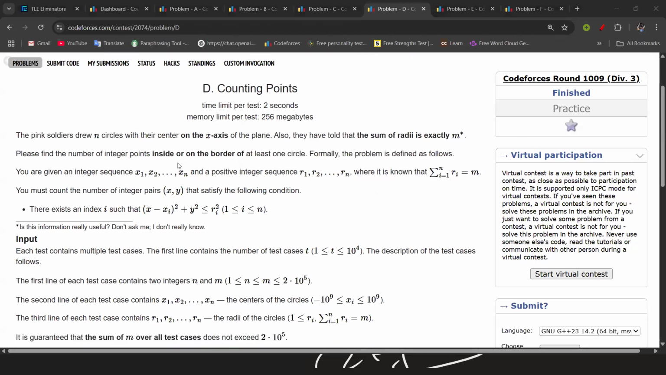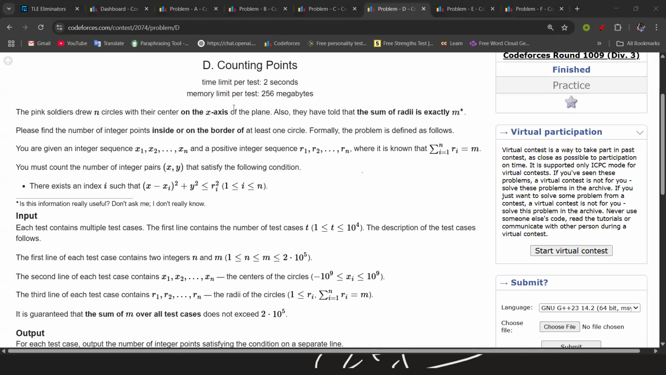Okay, so the pink soldiers drew n circles with their center on the x-axis on the plane. Also, they have told that the sum of radii is exactly m. Okay, it's written, is this information really useful? Don't ask me, but this was the most useful information in this problem. You'll find out. Please find the number of integer points inside or on the border of at least one circle.